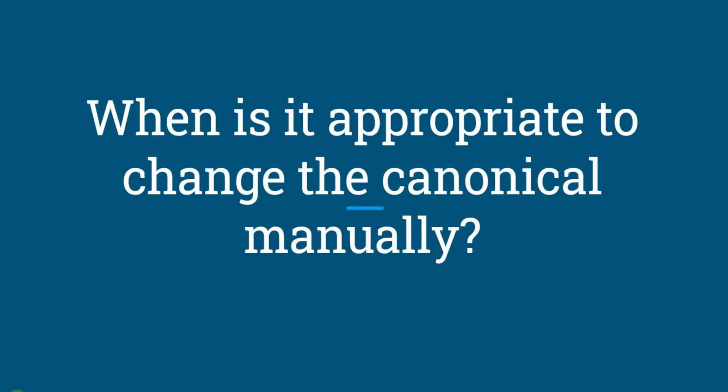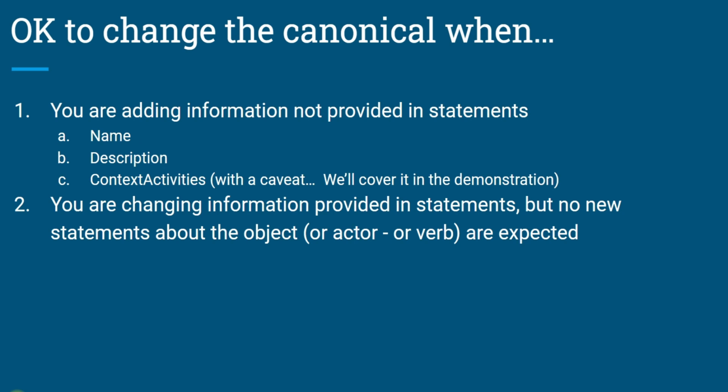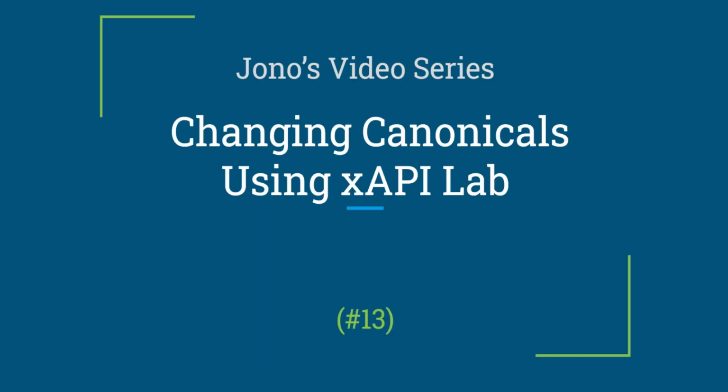So when is it appropriate to try to change these canonicals manually? Well, in general, if you are adding information that's not provided in the statements, so if the content doesn't send a name or a description or context activities, I'll talk a little bit about that when we do the demo, then you can do it. Or if you have all the data, you're not going to get any more data about the activity, and then you're going to change it after the fact to correct it or something like that. In those two cases, pretty much okay. You can do that, and the system will work as expected. I'm going to go into a demo.